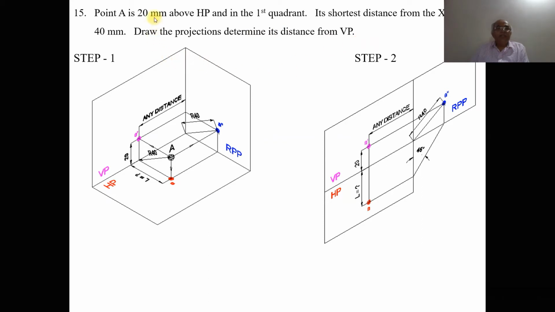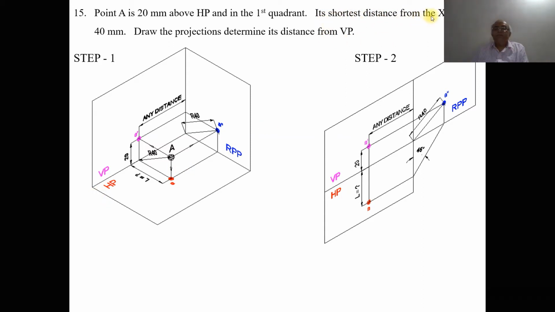So when he says this, he says the point A is 20 mm above HP. Above HP is seen in the vertical plane when you look from the front view. And it is in the first quadrant. So obviously you have the first quadrant, and he has not given any distance with respect to the profile plane, and he has not mentioned anything about the profile plane. So either we can take the right profile plane or we can take the left profile plane.